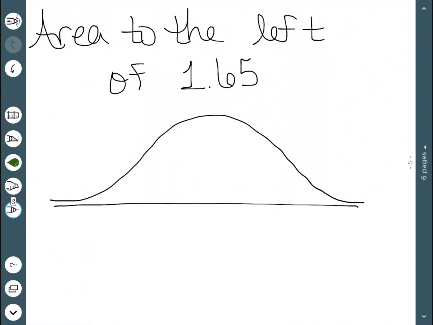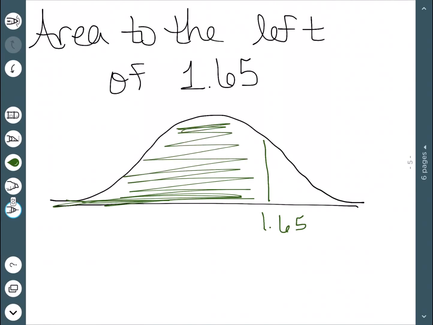Now let's do a few examples. The first one we're going to do is find the area to the left of the z-value 1.65. Usually the easiest thing to do is to start with a normal distribution. We know that 0 is at the center, so 1.65 has to be somewhere over here to the right. And we want all of this area to the left. So in order to find area to the left, we just have to look it up in our table. So let's move over to our table and learn how to read it.